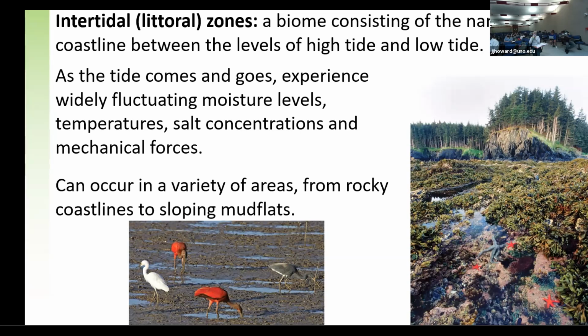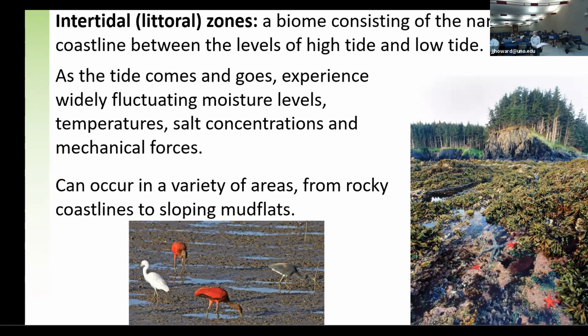So between the lowest of low tides and the highest of high tides, strictly speaking, that's what we're talking about here. So that can be sandy, and this is actually muddy. This is a mud flat here on the left with some birds foraging, or it can be rocky. And here's a rocky shore on the coast of Washington State. And there's a lot of zonation in these habitats, depending on the amount of water that they experience.